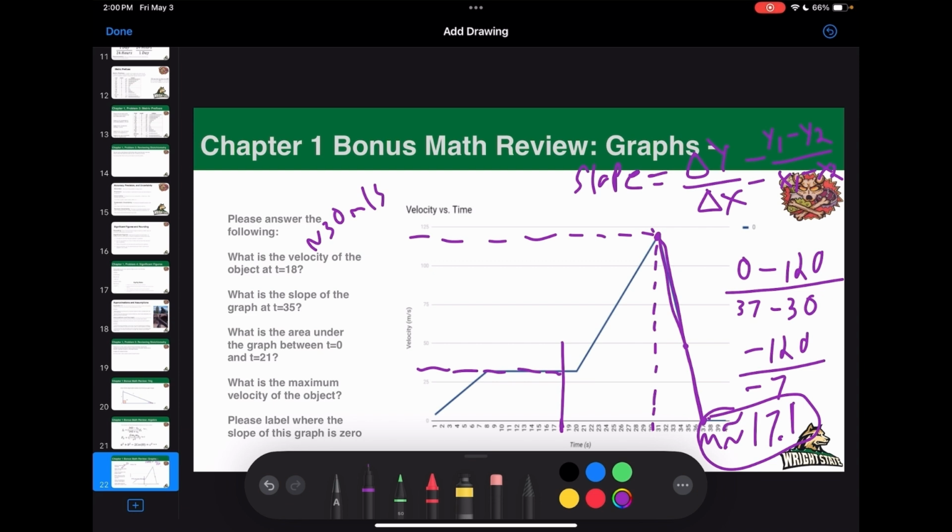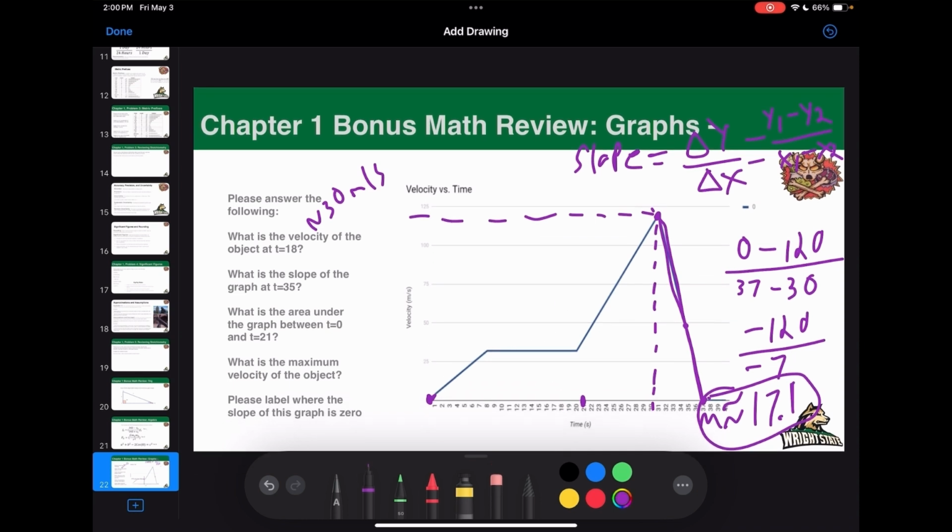What is the area under the graph between t equals 0 and t equals 21? Okay, so t equals 0 is over here. This line's supposed to go down here. T equals 21 is right here. So I want to know what the area under the graph is for this. In calculus terms, this is called taking an integral. This is very, very useful in physics. It's more useful in calc-based physics, but it's still quite useful in algebra-based physics too.